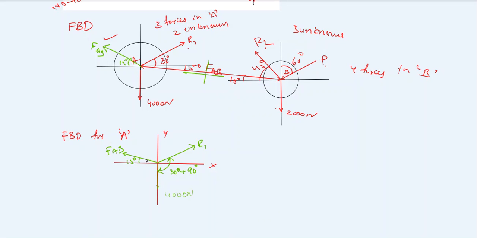What is the angle between these two forces? 90 plus 15. To use Lami's theorem, you must know the angle between the forces. That's why I'm finding out the angle between the forces. So 180 minus 15 minus, this angle is 30, right? So that is the angle between the forces. Now applying Lami's theorem.